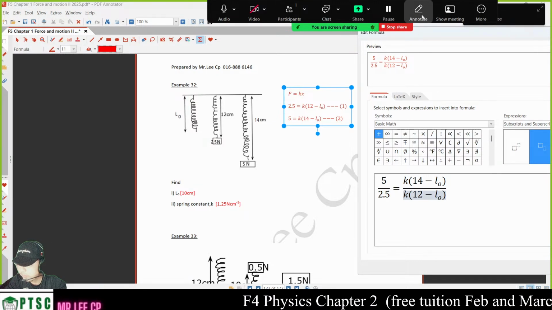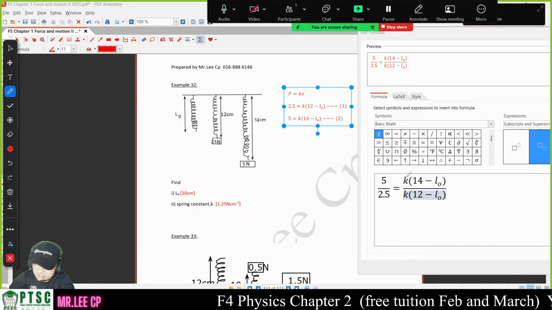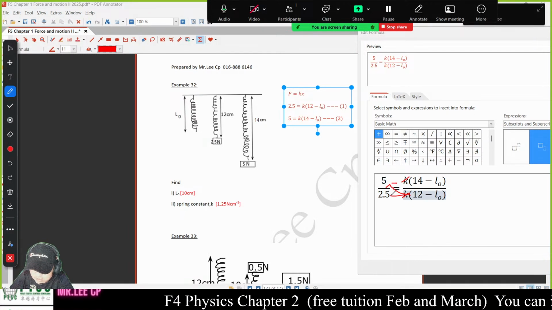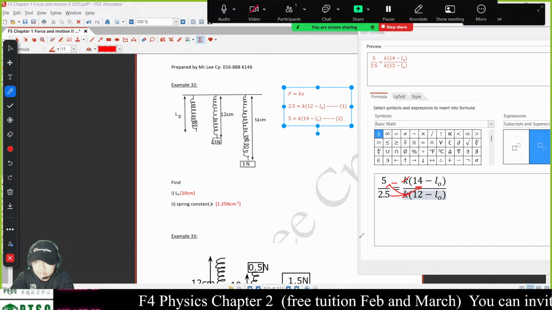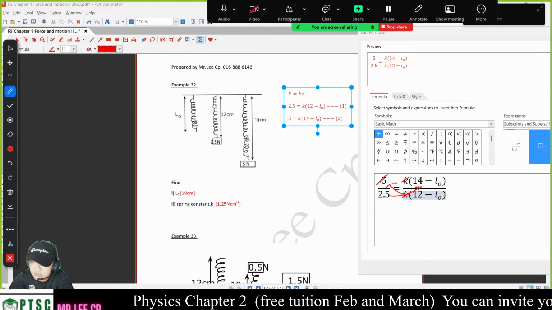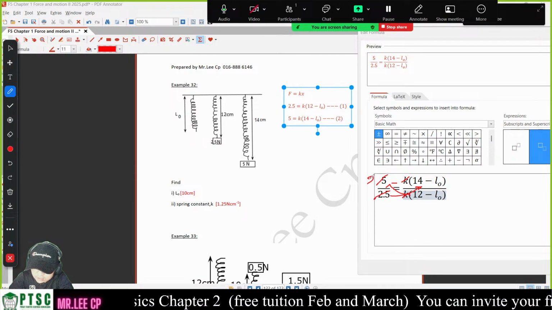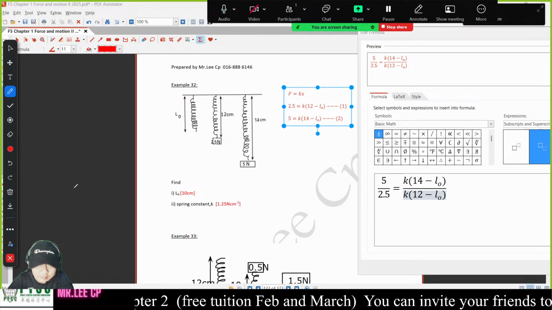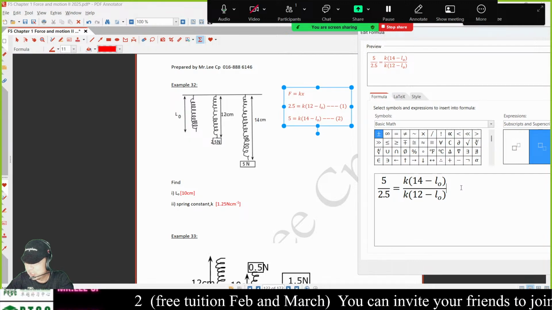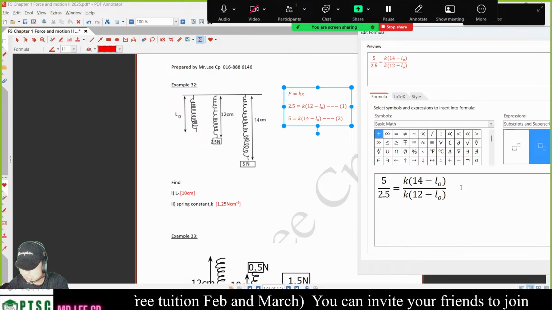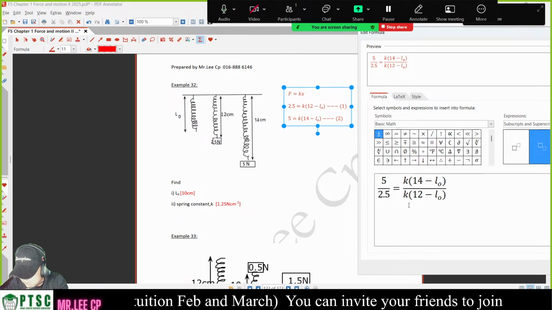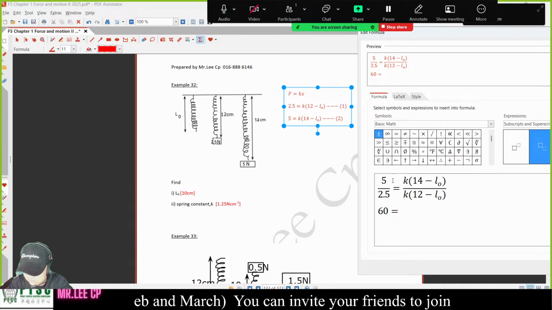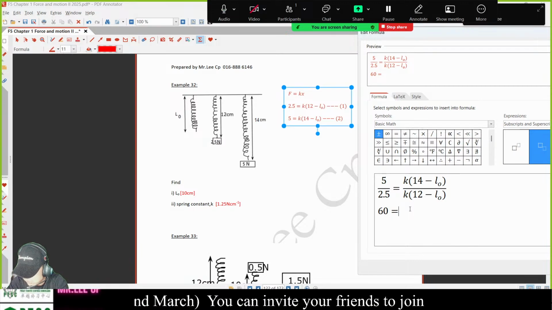Now as we have K and K, we can cancel. So this one I multiply up here, this one I multiply up here. Or if you don't want to cross-multiply, 5 over 2.5 becomes 2. You can also cut it like that. But I better cross-multiply, because I'm afraid you're not sure about this one. K I cancel already, K I cancel already. So 12 times 5 is 60, equivalent to 5 times L0, negative 5 L0.